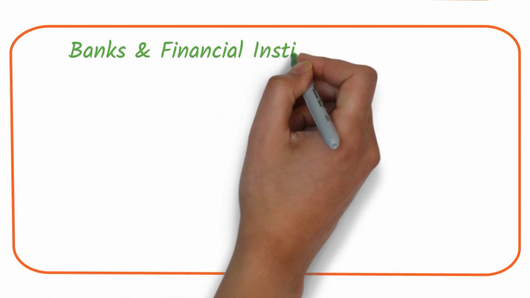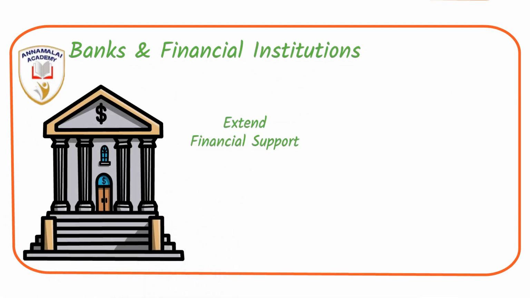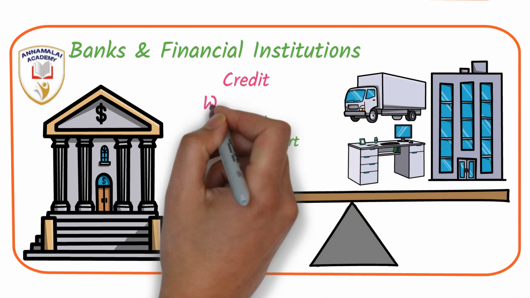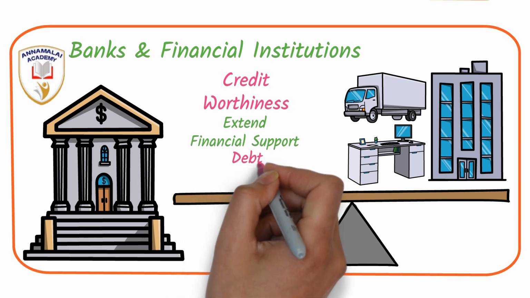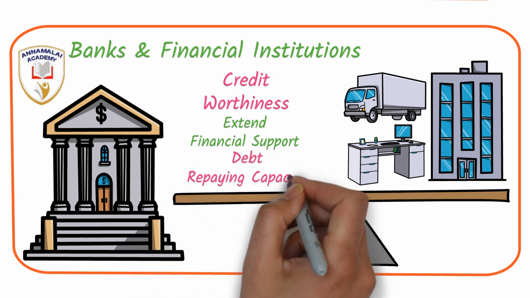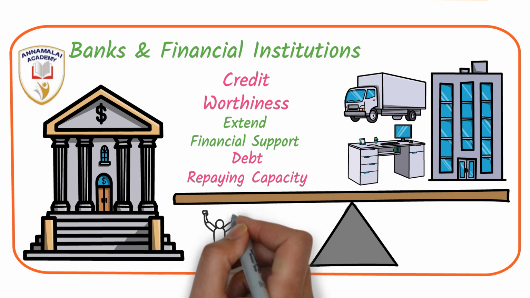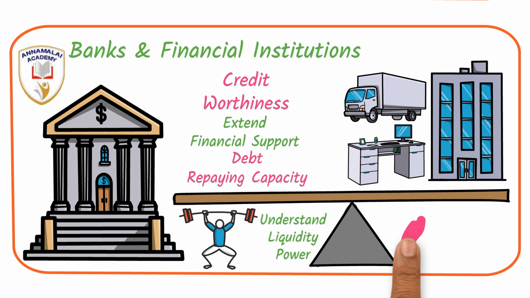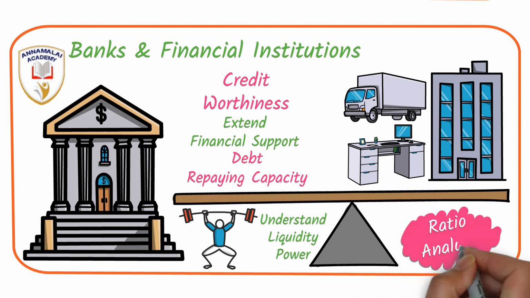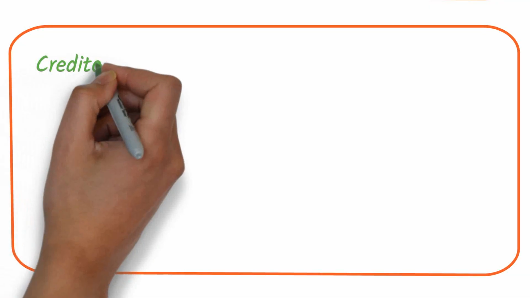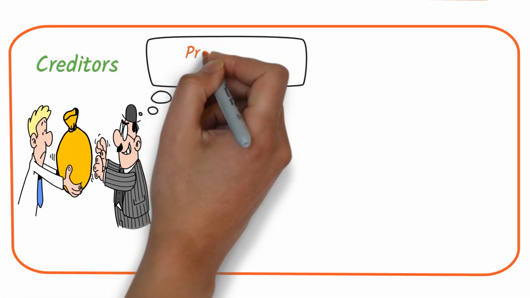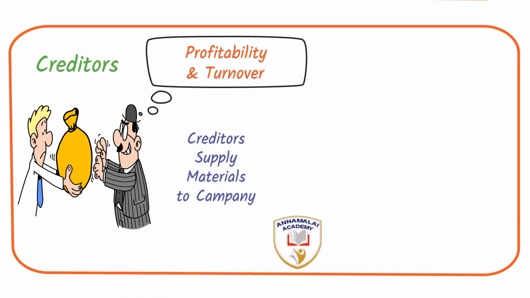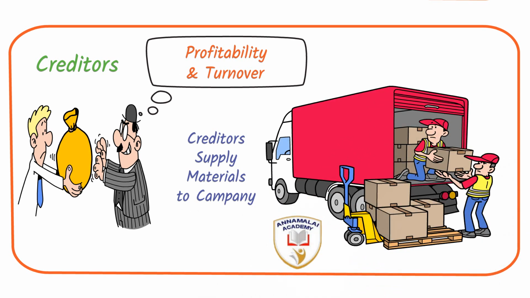Banks and financial institutions, they extend the financial support to the company. They are concerned about the credit worthiness and they want to know the debt repaying capacity of the companies. For that, they will understand the liquidity power by making some analysis. One such analysis is the ratio analysis. The creditors, they look into the profitability and turnover aspects of a company because they support the company's functions by providing the raw materials on credit.